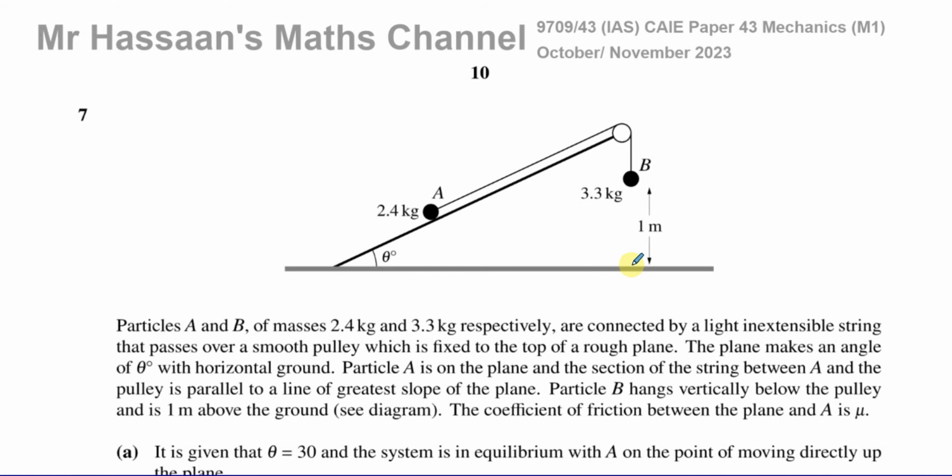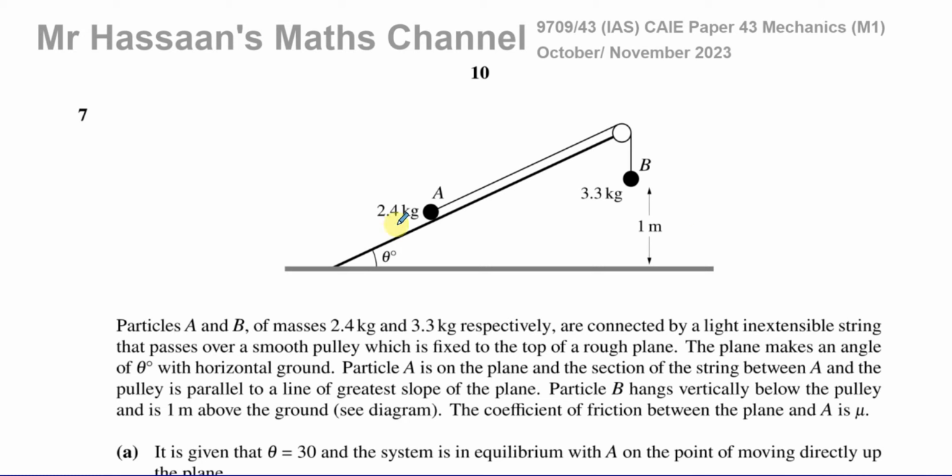This is Mr. Hassan's Maths channel. This is question number 7, which is the final question on this October-November 2023 mechanics paper, which is paper 4, variant 3 from the Cambridge 9709 syllabus. And this question here is about connected particles and inclined planes.